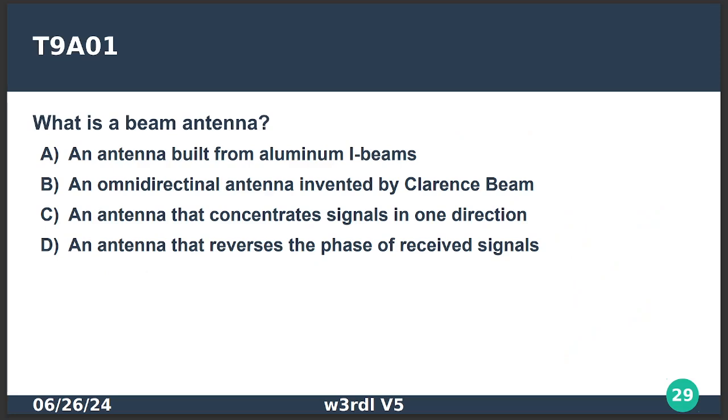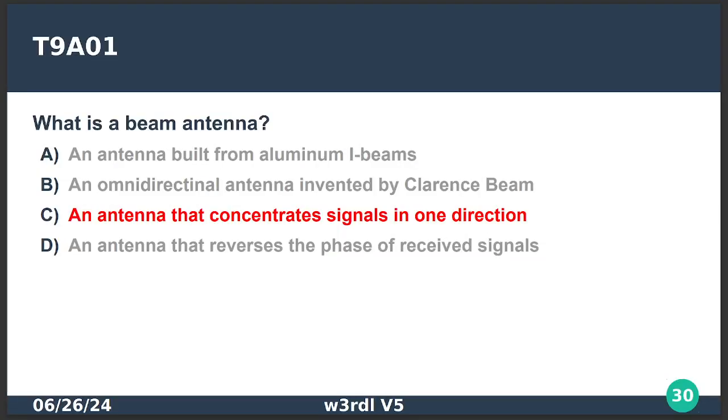Okay, what is a beam antenna? An antenna that concentrates signals in one direction. And it also works for receive. You receive stronger in one direction either. You will receive off the back, but it'll be way weaker.